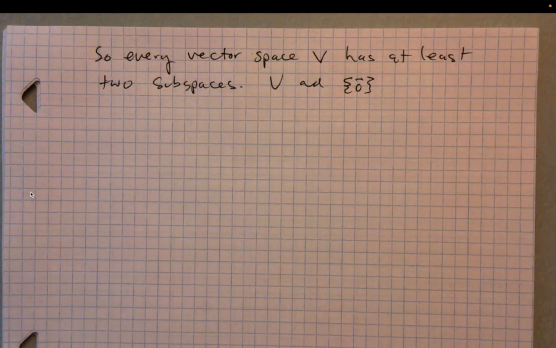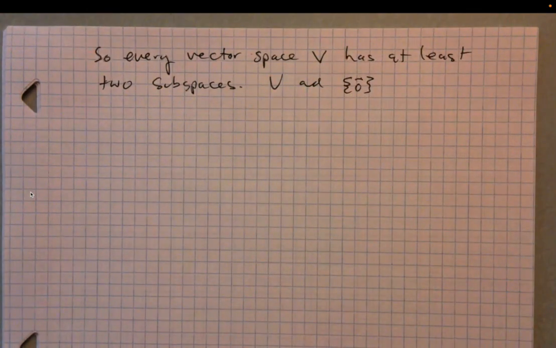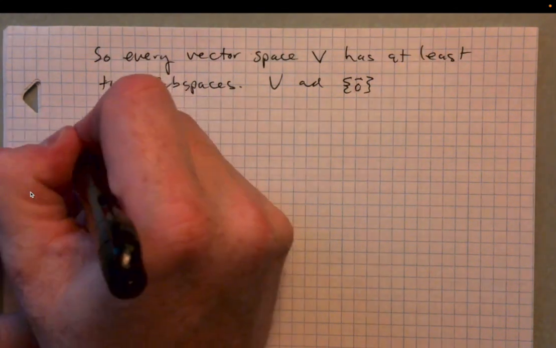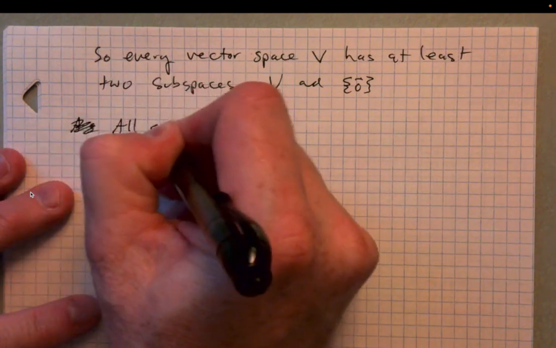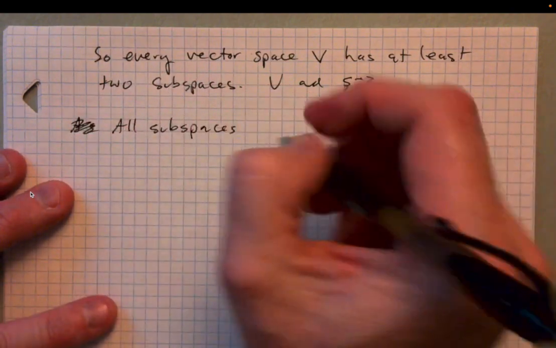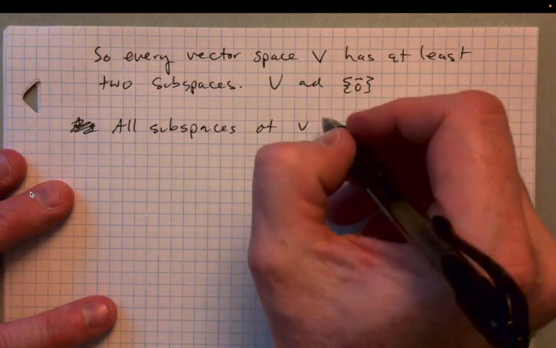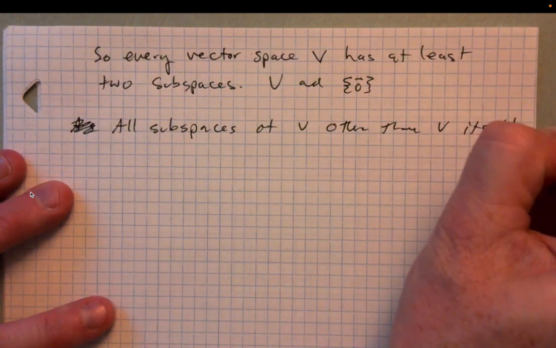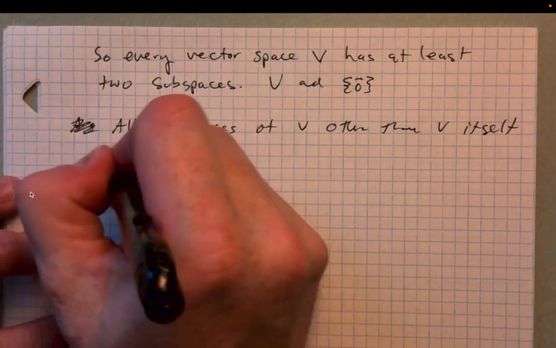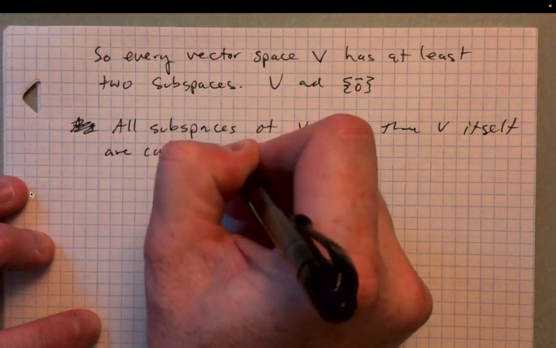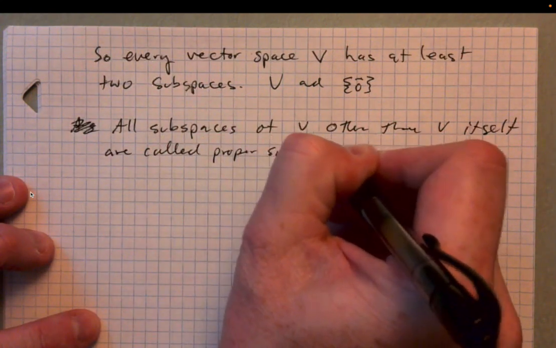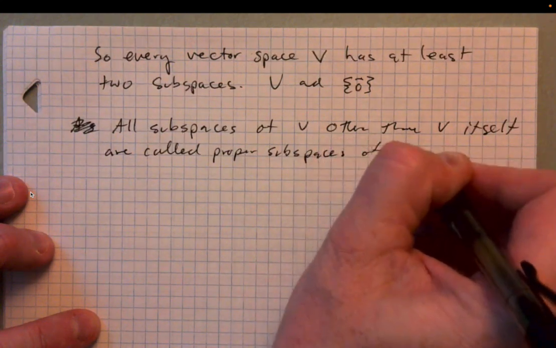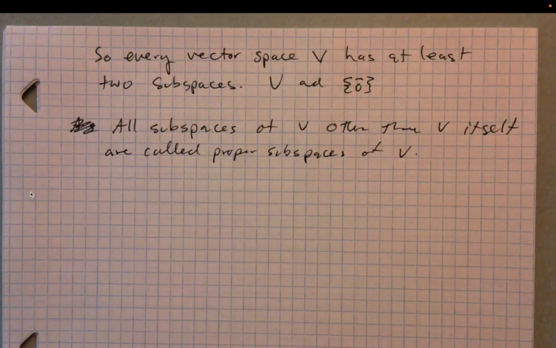And so the fact that V is a subspace of itself brings into question the concept of a proper subspace. So all subspaces of V other than V itself are called proper subspaces. Okay. All right. Perfect.